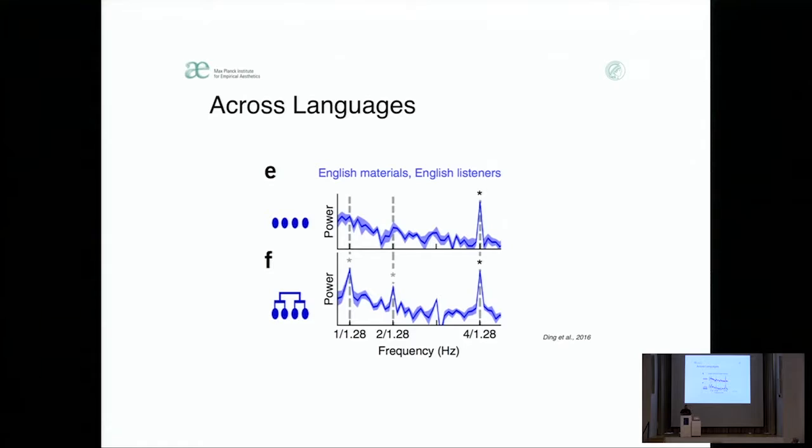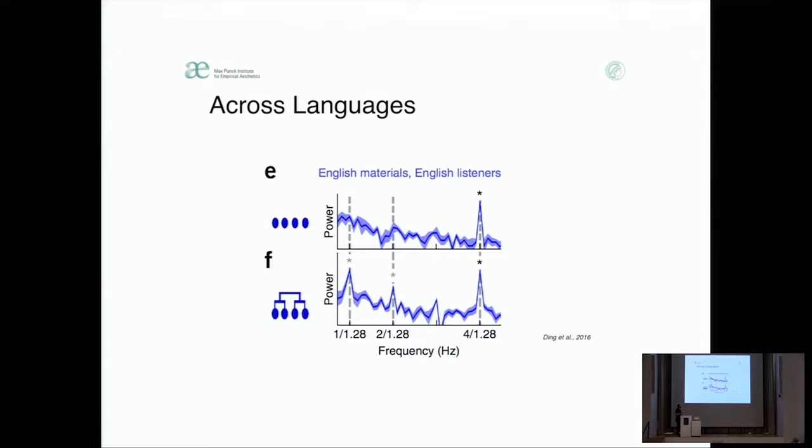Nai used stimuli in Chinese and also in English. In English, you can see the same thing. If what you deliver is individual words that are not connected, then you obtain only the syllabic or word level response. But if the words connect in phrases and sentences, then you obtain the sentence rate and the phrase rate. This is all nice.